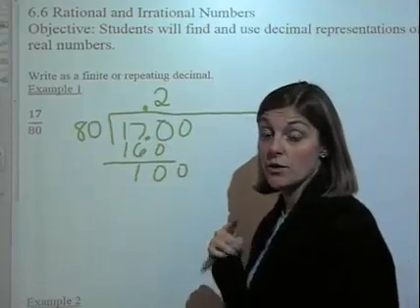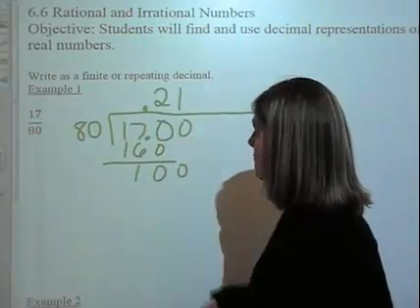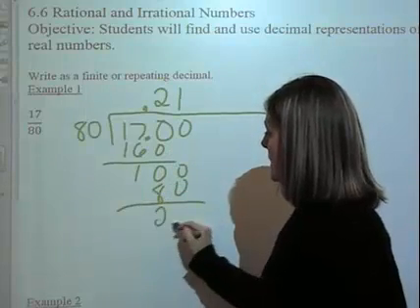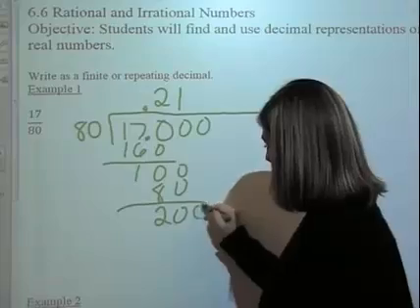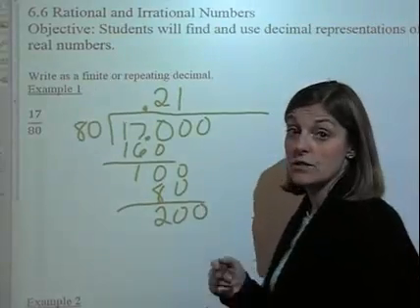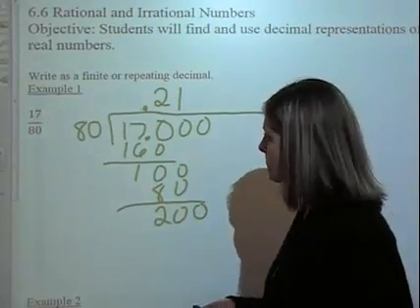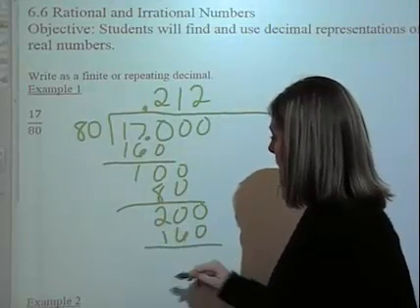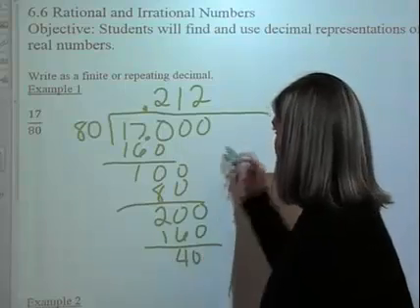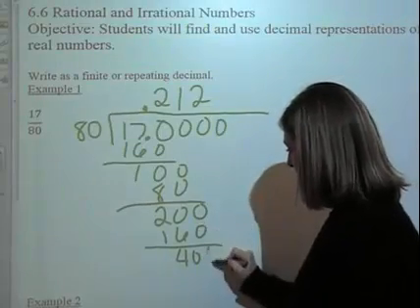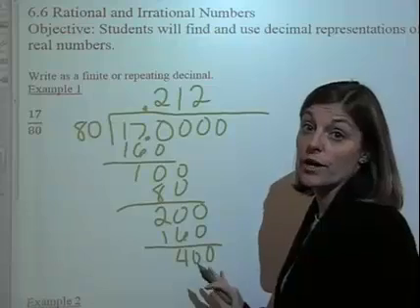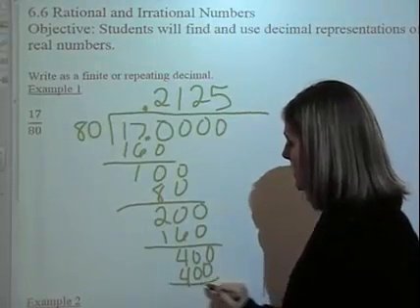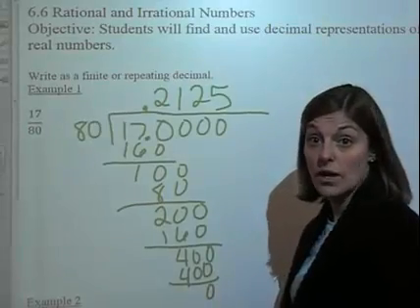80 will go into 100 one time. So 80 times 1 is 80. And that becomes 20. Bring down your 0. 80 goes into 200 2 times. And that's 160. And when you subtract, you get 40. Bring down your 0. And 80 will go into 400 5 times. And then you're done. Okay?